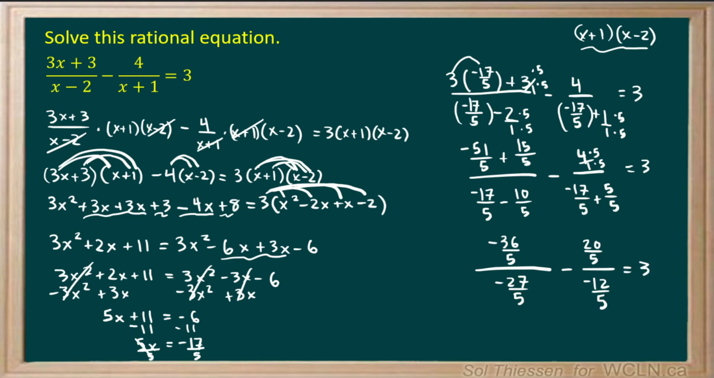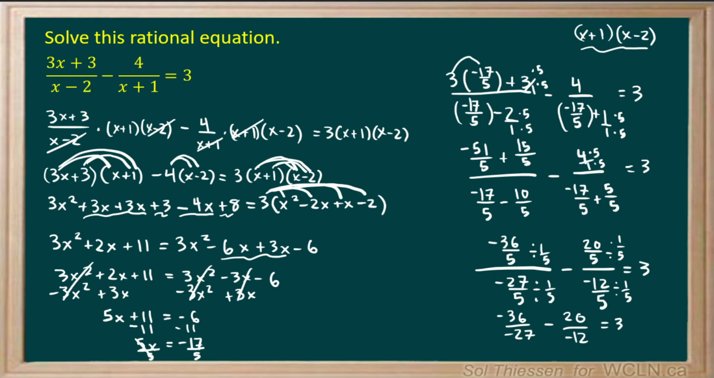Now, since in the numerator and denominator of both of these fractions on the left, we have more fractions with denominators of 5, we can divide both numerator and denominator by 1/5 in both of these fractions, which will get rid of those denominators of 5. So we'll have negative 36 over negative 27 minus 20 over negative 12 equals 3. Then we can reduce both of these fractions.